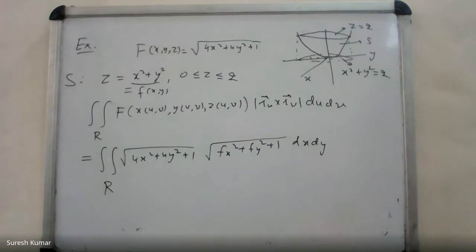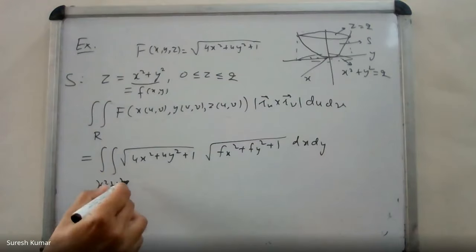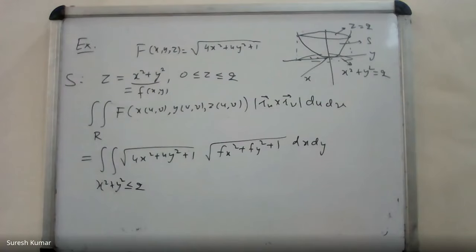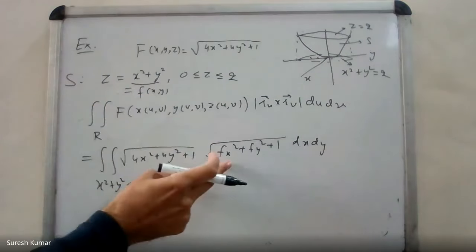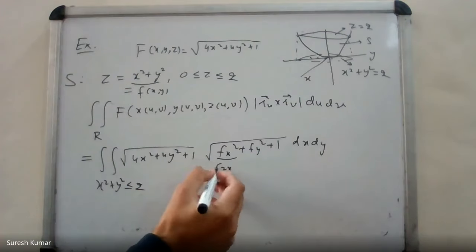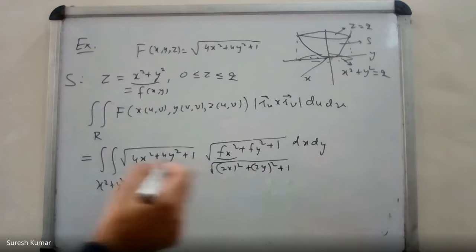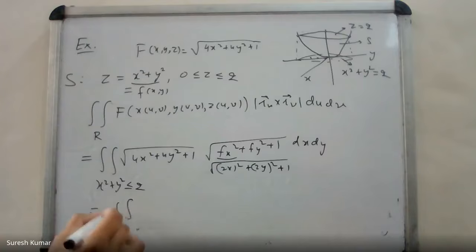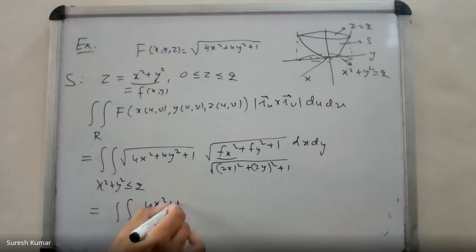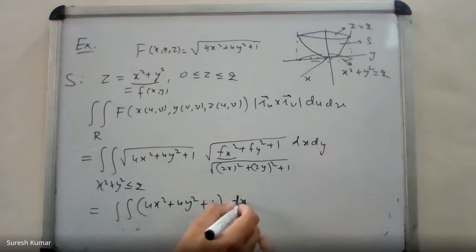Okay, so I can say that this region is given by x squared plus y squared less than or equal to 2. Now from this f(x,y), what is f_x? 2x, f_y is 2y. This is square root of (2x) whole squared plus (2y) whole squared plus 1. Same thing as we are saying here. So what is that? 4x squared plus 4y squared plus 1, dx dy. Okay.